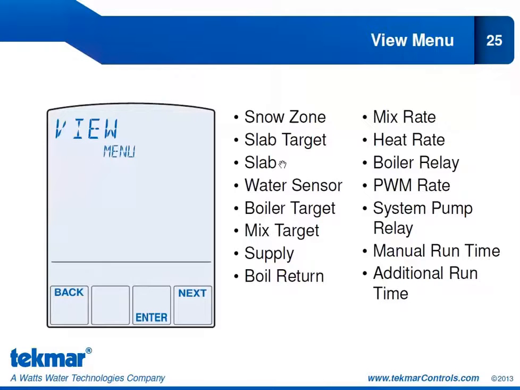We get to see what the current slab temperature is. It also shows us the state of the water sensor. So this would be the 090 or 094. It'll show up as wet or dry. We can see our boiler target and our mix target, our supply temperature, our boiler return temperature, our mix rate.